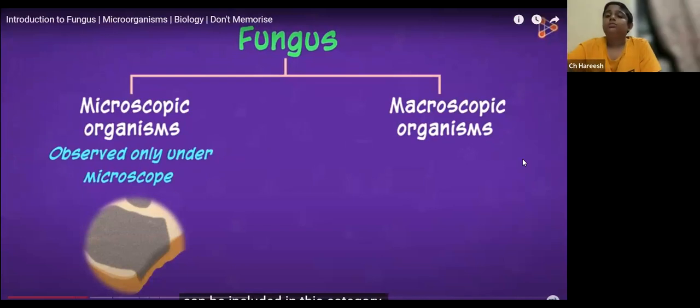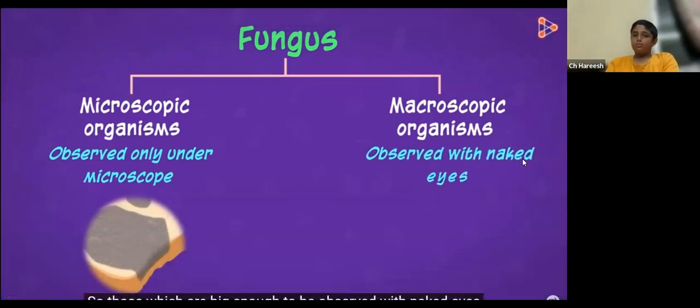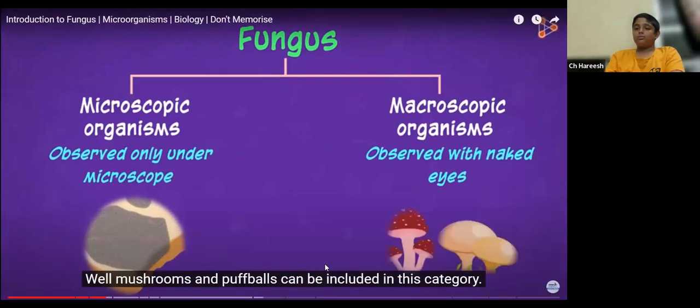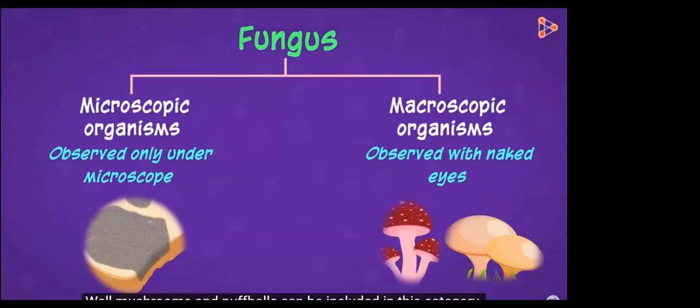On the other hand, macro means huge. So those which are big enough to be observed with naked eyes are macroscopic organisms. Which organisms can we consider as an example of this type? Well, sir, mushrooms and puffballs can be included in this category.